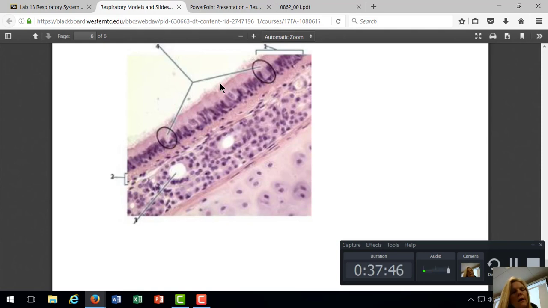So then scattered among these cells, you see these little egg-shaped cells that are circled and highlighted number 4. Those pale egg-shaped cells are called goblet cells, and goblet cells secrete mucus. So they're interspersed among the pseudostratified columnar epithelium to produce mucus.